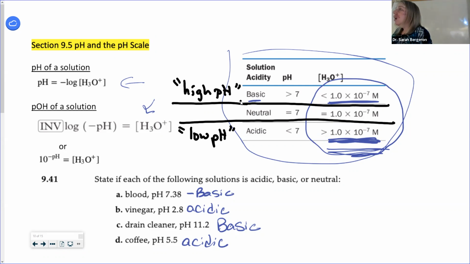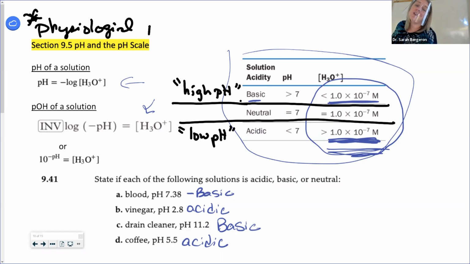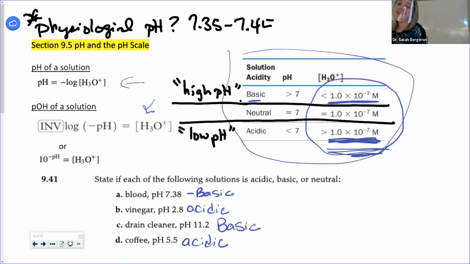Are we neutral? You and I, physiologically, are we neutral? Not quite. We're very close. This is super important. What is physiological pH? That is correct, 7.35 to 7.45. So what are we really? We're a little bit basic.